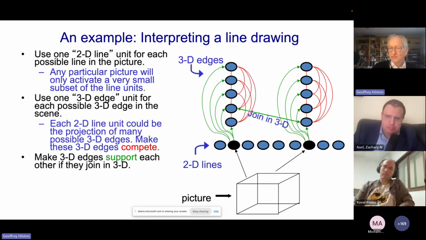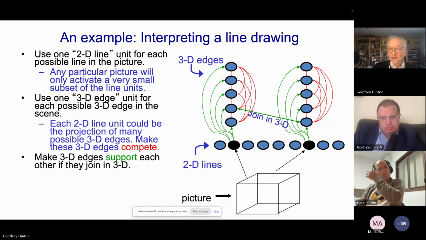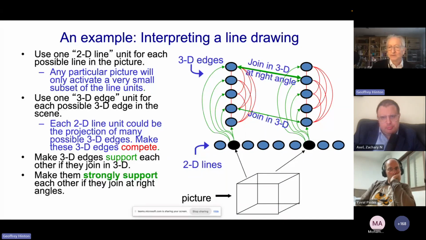Then we'll put a positive connection between them. They should support each other. And there might actually be two lines that join in 3D at a right angle. And then we put a big positive connection, because we like to see right angles. So there are two lines that join at a right angle. We'd really like those two lines to be active together.